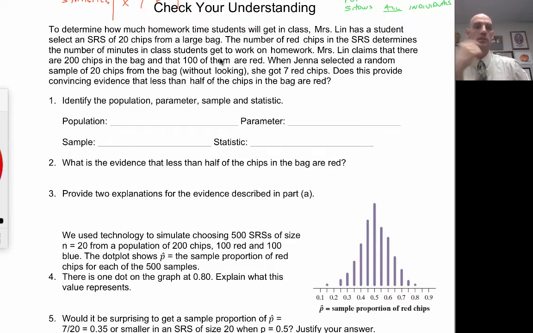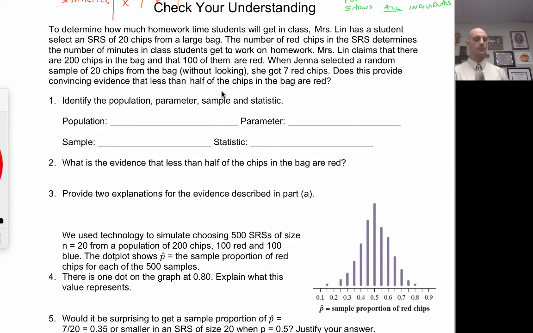So here's the question. To determine how much homework time students will get in class, Mrs. Lynn has a student conduct a simple random sample of 20 chips from a large bag, not potato chips, but like bingo chips. The number of red chips in the simple random sample determines the number of minutes in class that students get to work on their homework. Mrs. Lynn claims that there are 200 chips in the bag and that 100 of them are red, so 50% are red. And when Jenna selects a random sample of 20 chips from the bag without looking, she got 7 red chips. Does this provide convincing evidence that less than half of the chips in the bag are red?